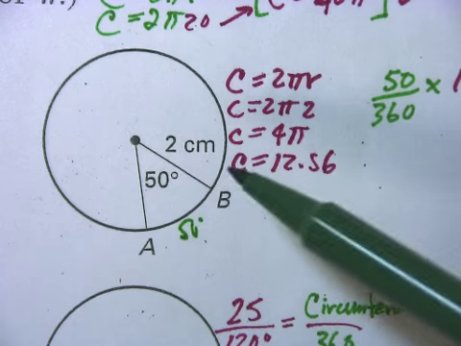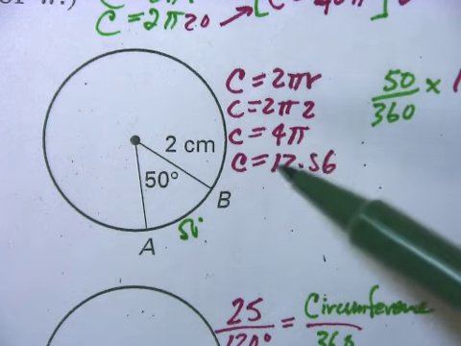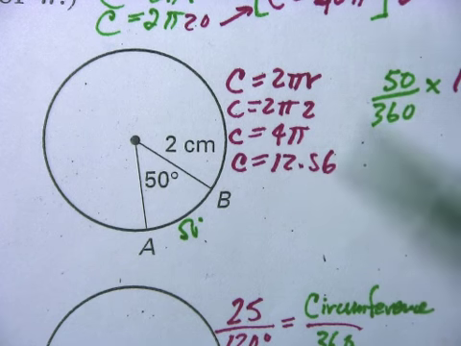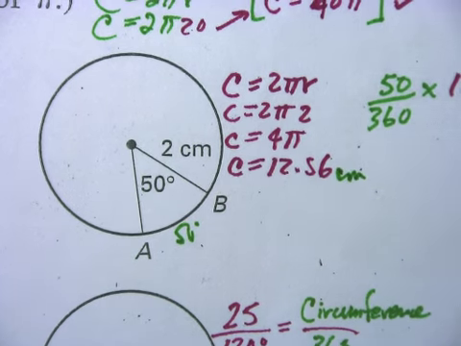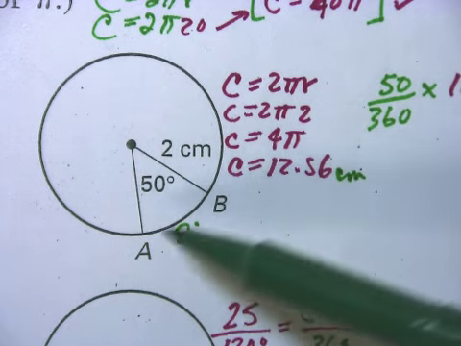Well, here's the formula. Circumference is 2 pi r. 2 pi, my radius is 2, so it's 2 pi times 2. So it's going to be 4 pi. I keep going, and I get 12.56 centimeters. So the circumference of my circle is 12.56 centimeters.